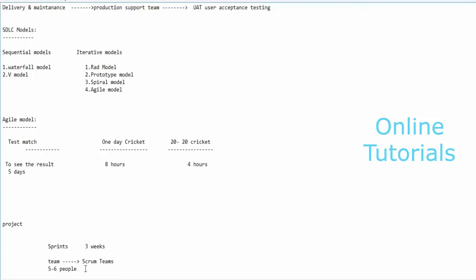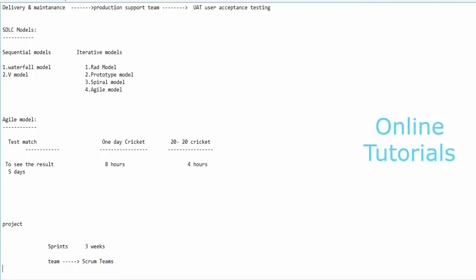For developing or testing a project there is a team, right? To develop the sprints, or the modules, in a parallel way, they will divide the persons into different teams. After dividing, those teams are called Scrum teams. Scrum is nothing but a team.